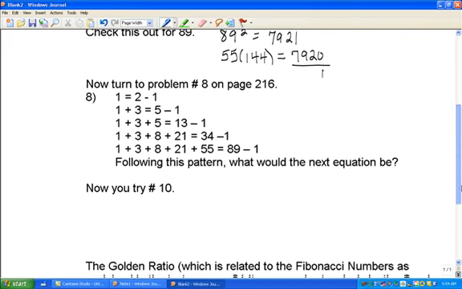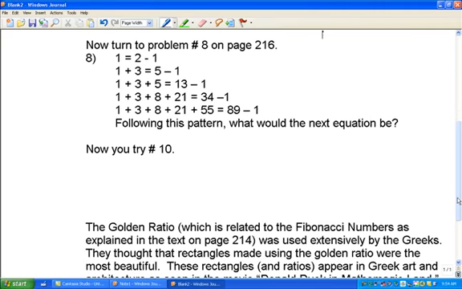Now, in the exercises, they actually show some more examples, and number 8 is the first one. And you can see they're using the Fibonacci numbers. 1 equals 2 minus 1. 1 plus 3 equals 5 minus 1. 1 plus 3 plus 5 equals 13 minus 1, and so forth. Okay, so the question is, following this pattern, what would the next line be?